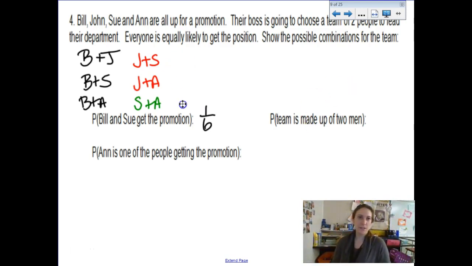The probability that the team is made up of 2 men. This is the only team that has 2 men, assuming that Bill and John are men and Sue and Ann are women. So that would be 1 out of the 6 again.